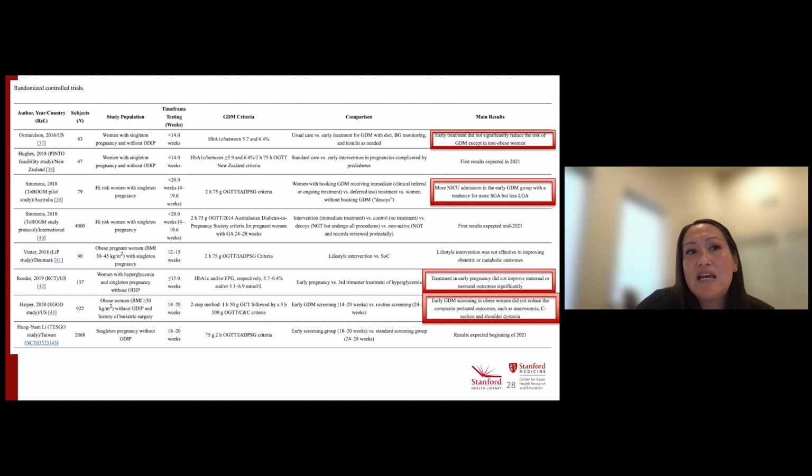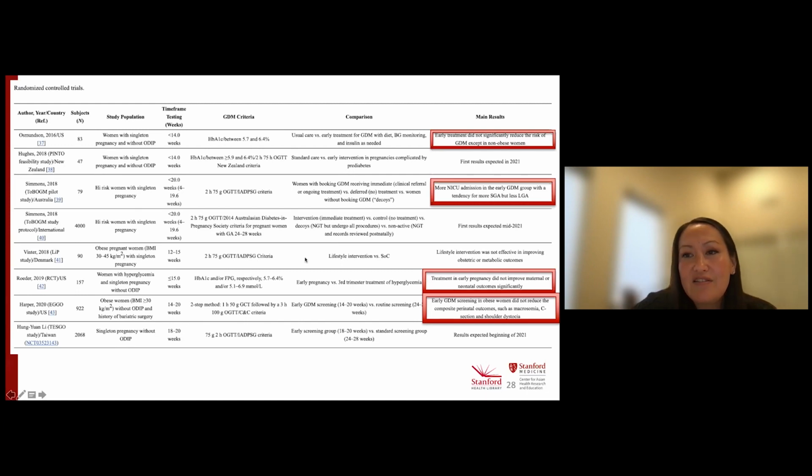And then Simmons did a study in Australia that found more NICU admissions in the early GDM group, with a tendency for more SGA, which means small for gestational age infants, but fewer large for gestational age infants. But it only had 79 patients. However, this study was a pilot and feasibility study. And so currently he is undergoing a study looking at 4,000 patients. The results are not in, and there's no manuscript yet, but we are waiting with bated breath.